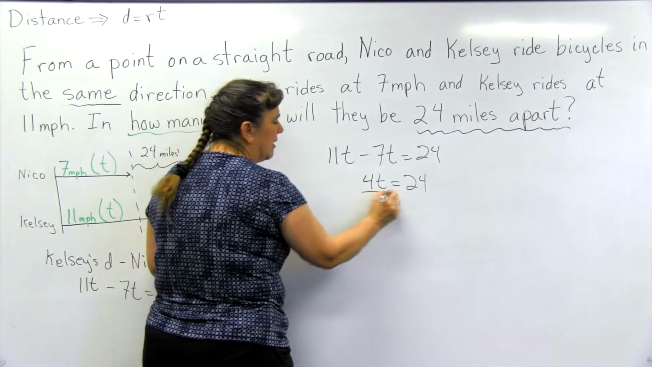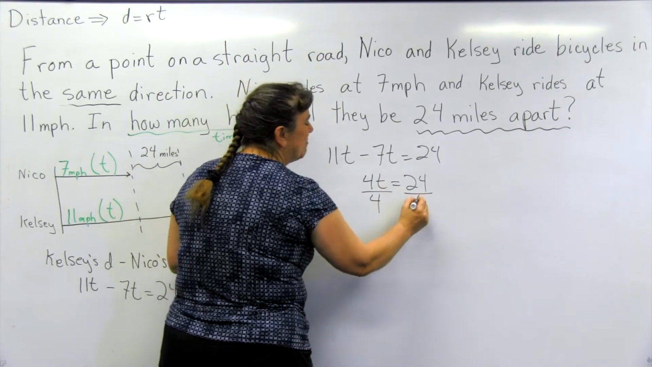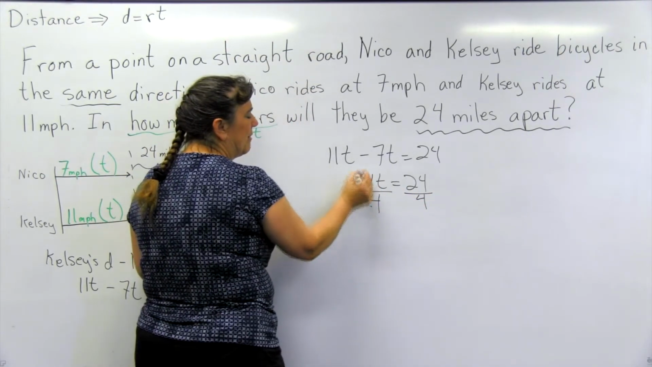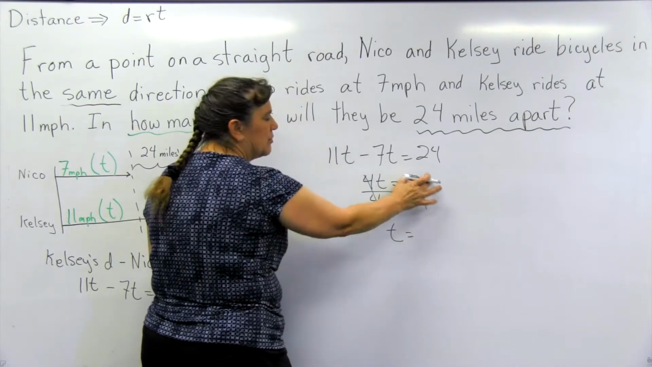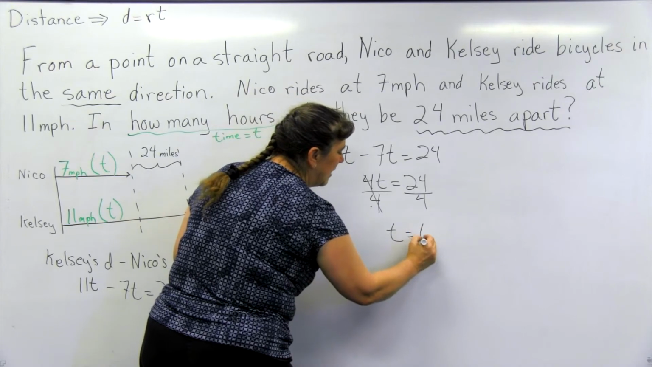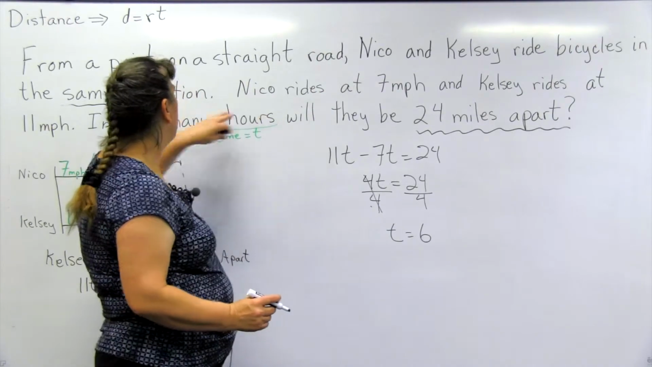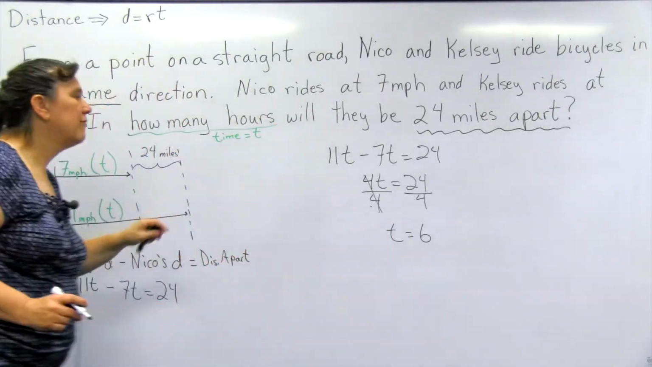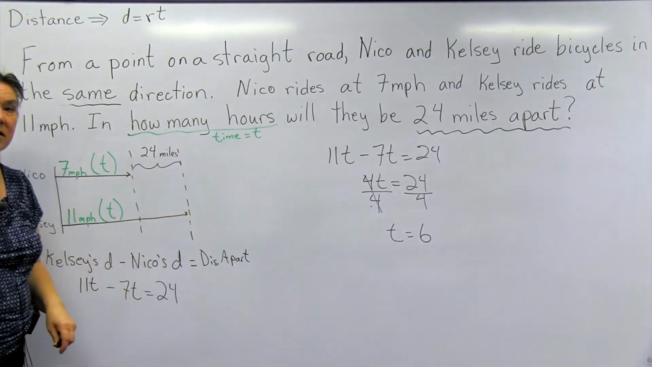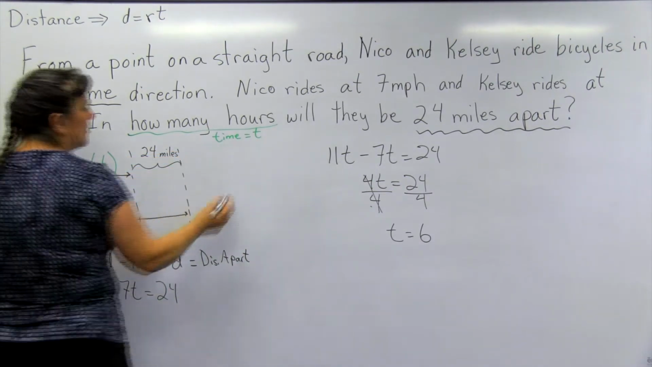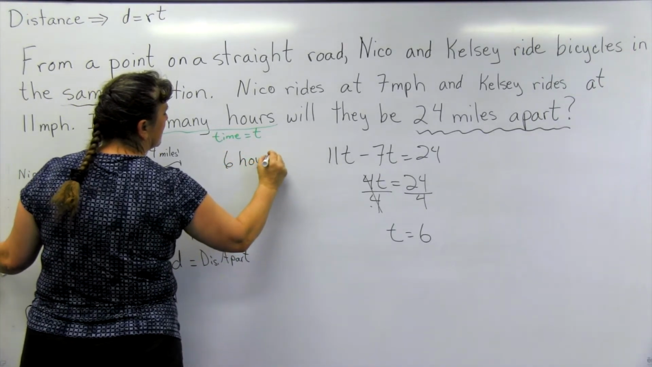Multiplication again, so we have to undo it. Yeah, you're right, division, and do it to both sides. 4 divided by 4 is 1, leaving you with 1t, or simply t, and 24 divided by 4 is, yeah, I hear that, 6. So, what's our answer? How many hours will they be 24 miles apart? Well, what did it tell us? It told us it's 6. So 6 hours is what it's going to be. So my time equals 6. So 6 hours is my answer to the question.